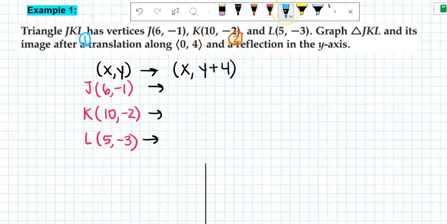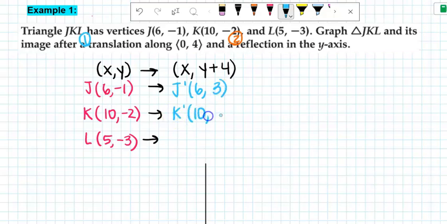Okay, so if you are one that likes to write out the coordinates, feel free to pause the video if I'm moving a little too quickly, but feel free to write out the points. If you're a visual person, you don't need to write out the coordinates, because you'll get the same answer either way. So J would move to 6, stays the same, -1 plus 4 is a positive 3.